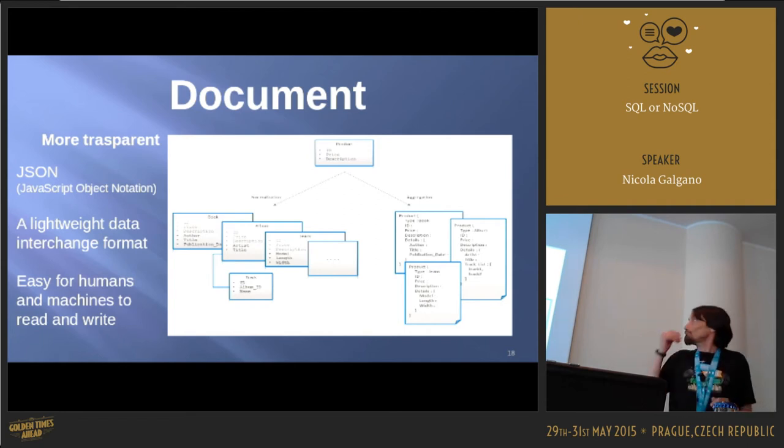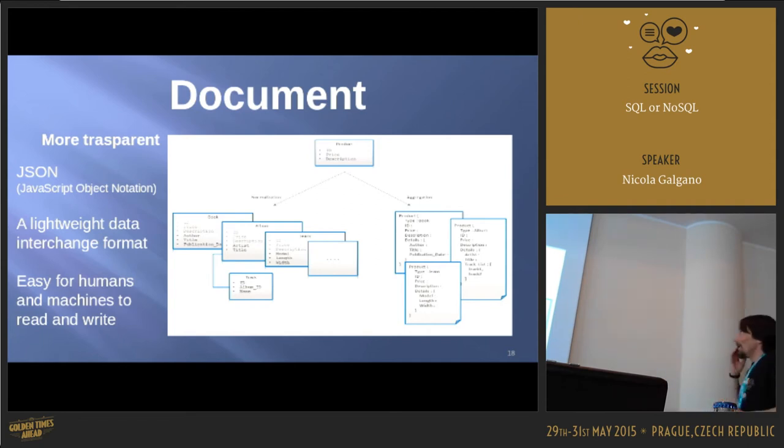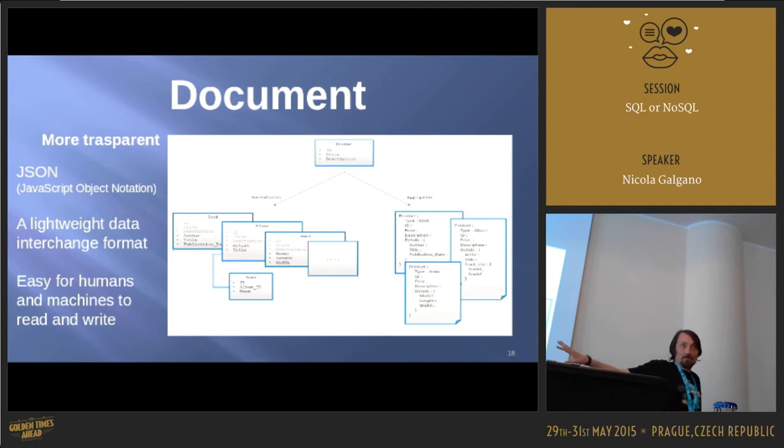So in this example, you will see how you can model something in the relational world. Maybe this is some book, album, and some other product. And this is the way where in document data store this data is mapped. As you can see, instead of using 1, 2, 3, 4, 5 tables, you use only one aggregate to store the data. And each piece of this data is one element of this JSON object.